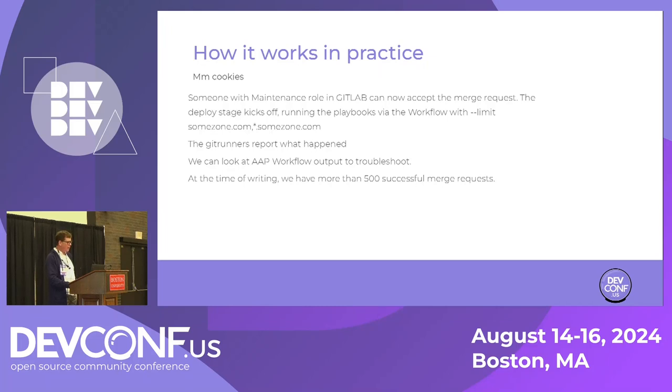Once the merge request is created, people with the maintainer role in GitLab can accept the merge request. And that's people like me. It kicks off the deploy stage, running the playbooks via the workflow with the limit. The good thing is, the Git runners report what's happened in GitLab. We can look at the Ansible Automation Platform workflow output to troubleshoot. As I mentioned, at time of writing, we had more than 500 successful merge requests. It's been pretty remarkable that it's relieved us of a lot of drudgery and manual labor. And of course, the benefits are that it's consistent and reliable.